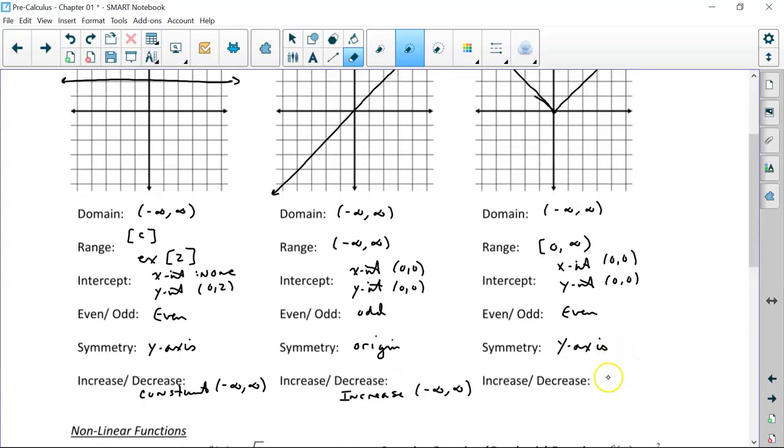Increasing and decreasing. Now, it decreases. If we're going from left to right, it decreases along that interval from negative infinity to 0. We're going to put a parenthesis at the 0 because at 0, it starts to increase there as well. So the increase is from 0 to positive infinity. And those are our linear functions. The absolute value is a little bit different because it's a V, but both sides of the V are straight.